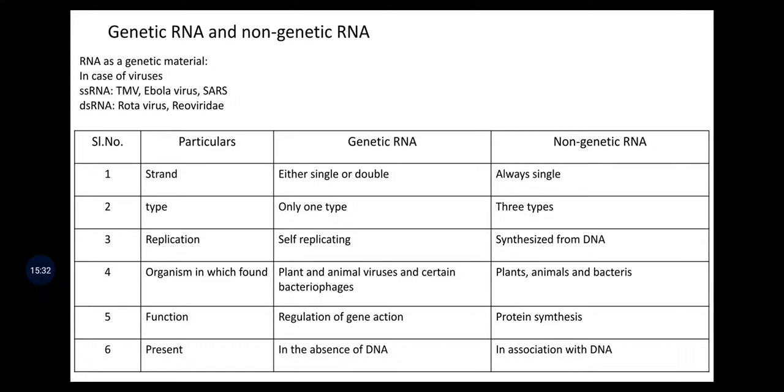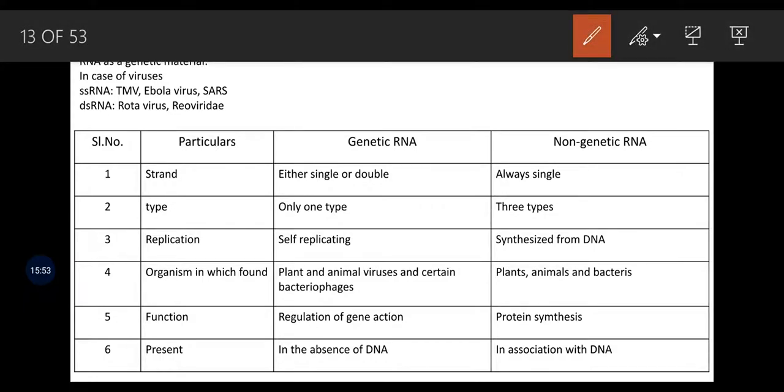Here we shall discuss the difference between genetic RNA and non-genetic RNA. As I told you, genetic RNA is found in viruses but not in the higher organisms. The stranding pattern of genetic RNA is either single or double stranded, but in non-genetic RNA it is always single stranded. Genetic RNA exists in only a single type and non-genetic RNA in three types, which we may express as the m, t and r forms. Replication in genetic RNA is self-replicating, and non-genetic RNA is synthesized from DNA.